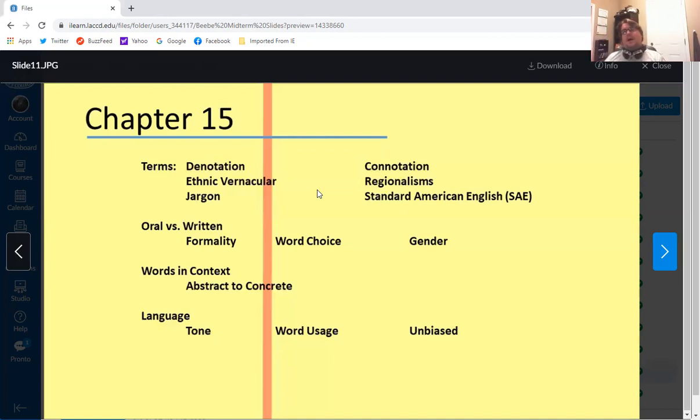There are two terms you need to know: denotation and connotation. Very important. You might have heard those terms before. Denotation is very basic, which is the idea of using words for their definite meaning. Your book has a great example, and I'm going to leave it up to you to read the example of the word notorious.